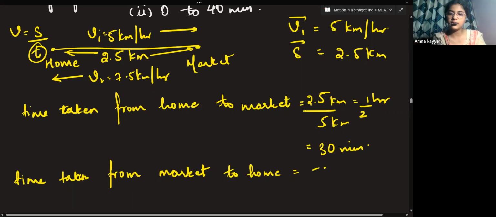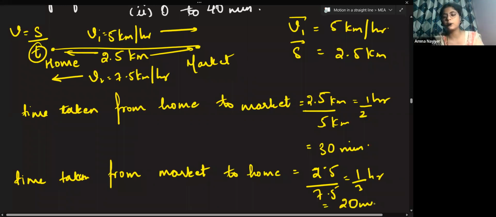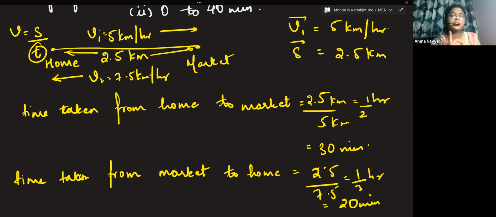This distance is 2.5, and the speed was 7.5. So 1 by 3 of an hour multiplied by 60 to convert it into minutes makes it 20 minutes. So this duration is now 20 minutes. You have to calculate it for 40 minutes. Now try the first part, at least the first part, all of you should try.